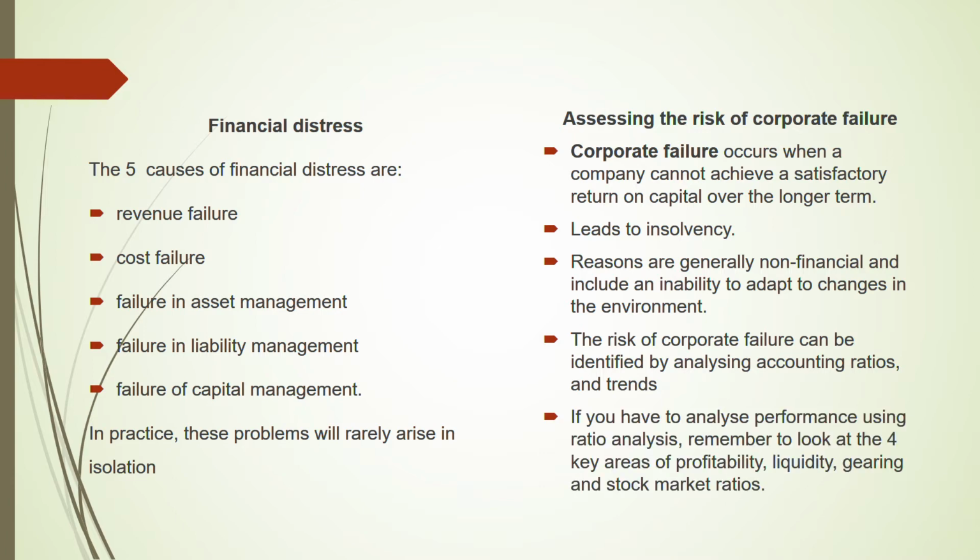Not always, you might not have to do ratios always, but sometimes you might have to, to see the performance of the company. And remember these four areas of ratios: liquidity, profitability, gearing, and stock market ratios. In profitability ratios, we have return on capital employed, net operating profit margin, gross profit margin. In liquidity, we have the acid test ratio, current ratio. In gearing, we have debt divided by equity. And in stock market ratios, for example, EPS and the price earnings ratio.